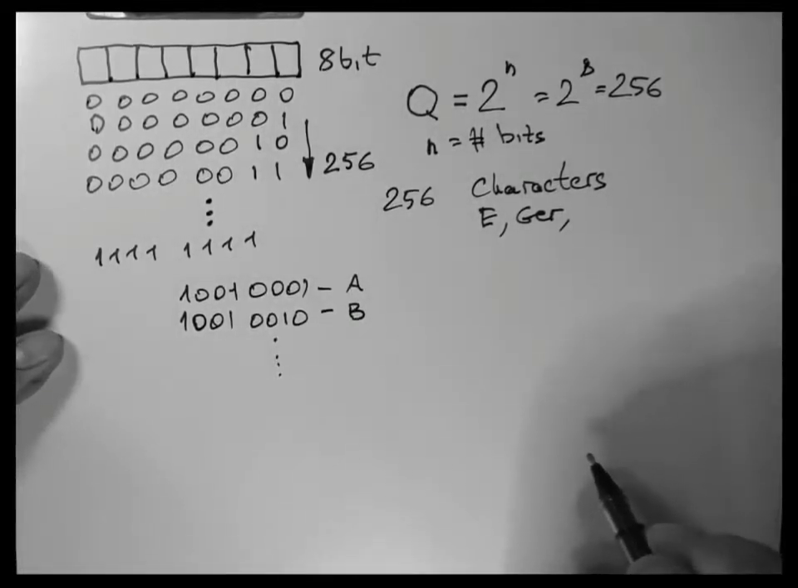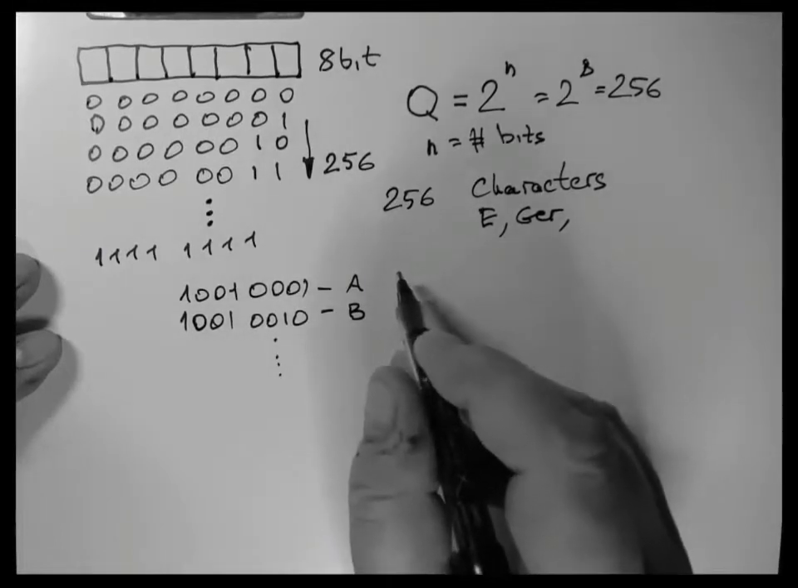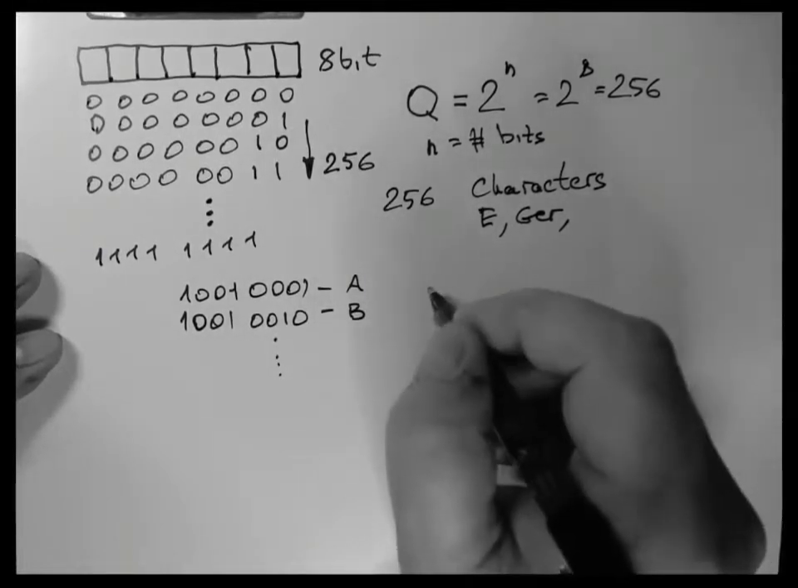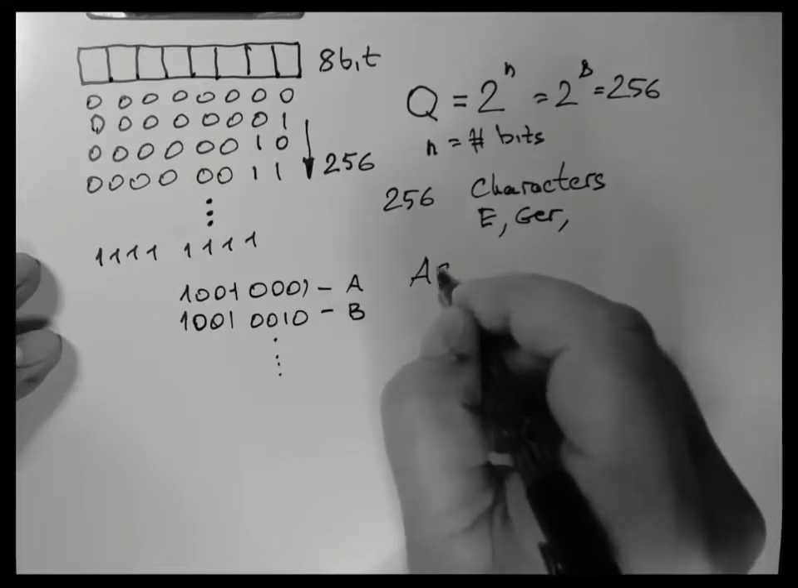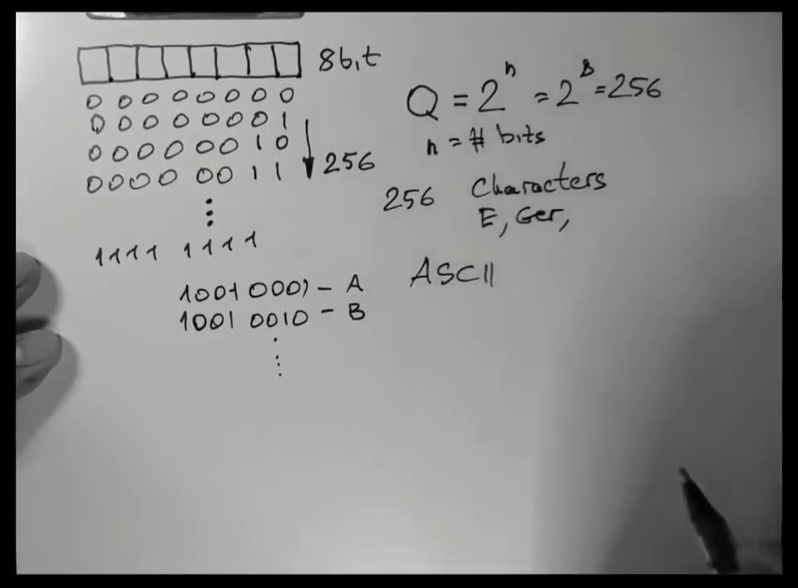I suggest you folks print this code table. This code table, by the way, has a name: ASCII.